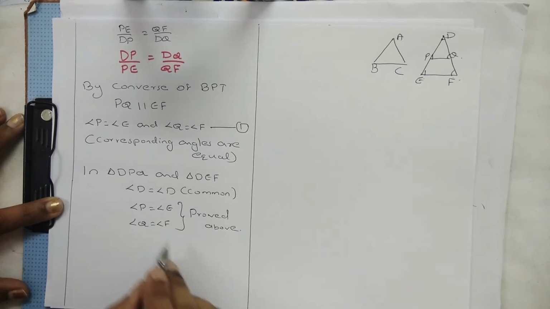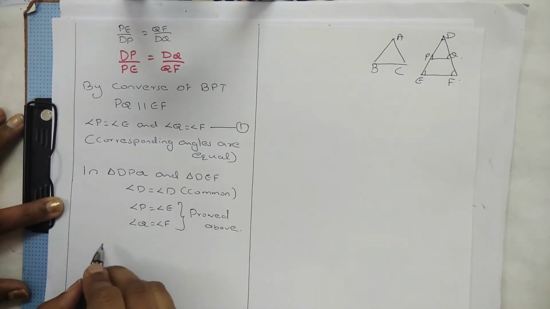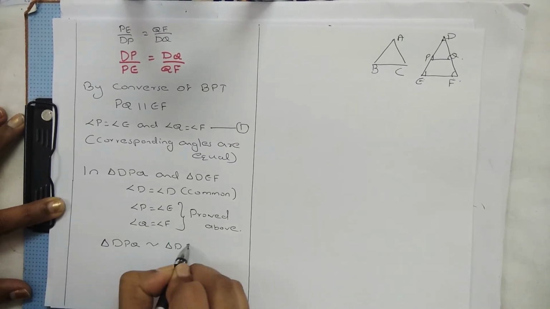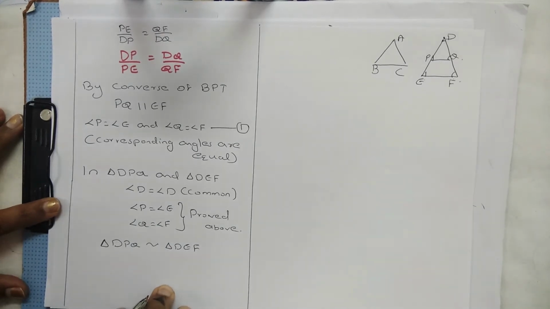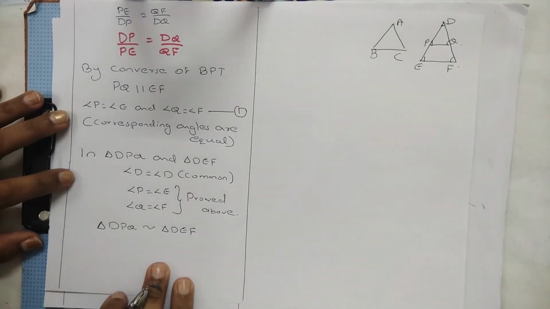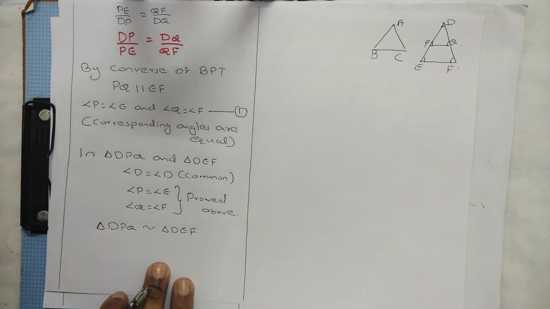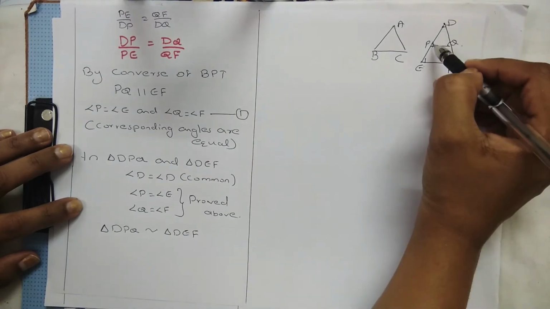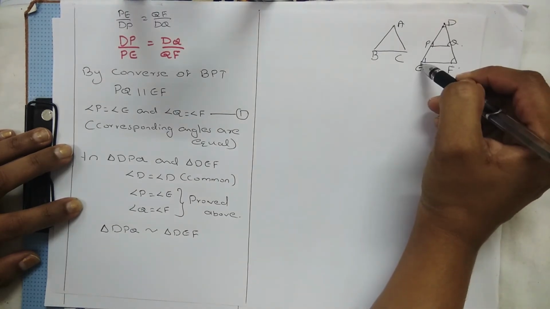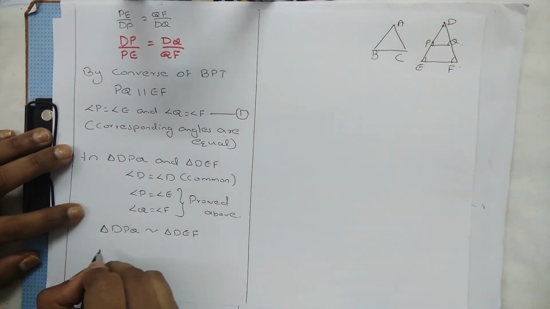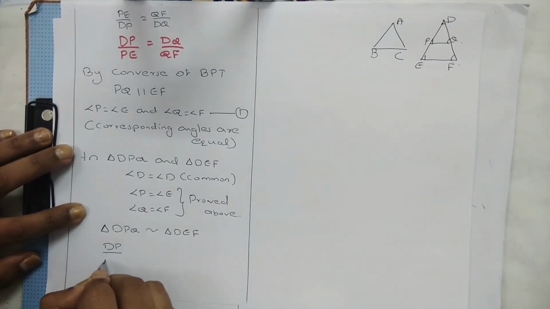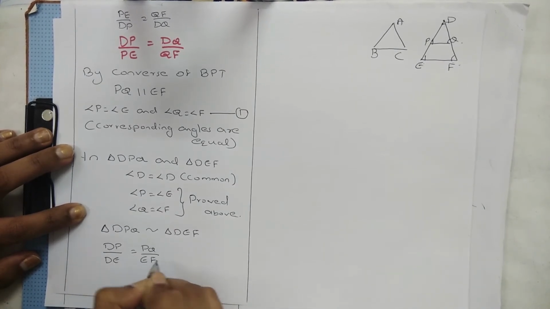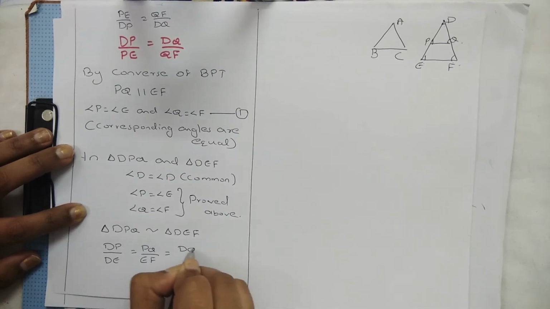Right? Therefore, two angles are equal, meaning corresponding angles are equal, so triangle DPQ will be similar to triangle DEF. If they are similar, their sides are proportional. How will you write the sides here? DPQ is similar to DEF, right? So DP is the side of triangle DPQ, DE is the side of triangle DEF. So like that we have to write DP divided by DE is equal to PQ divided by EF is equal to DQ divided by DF.